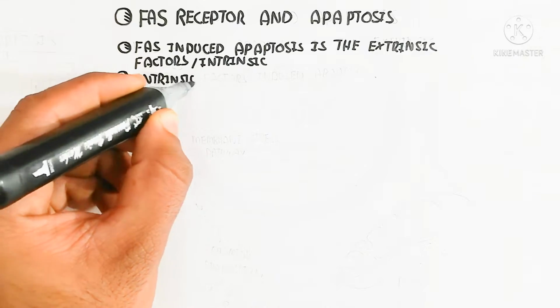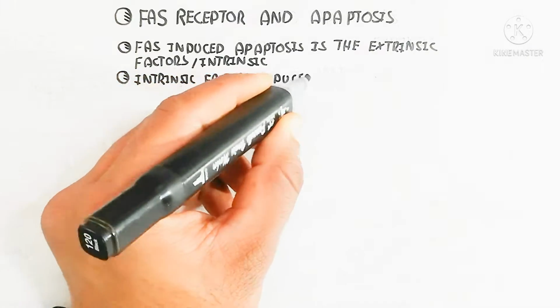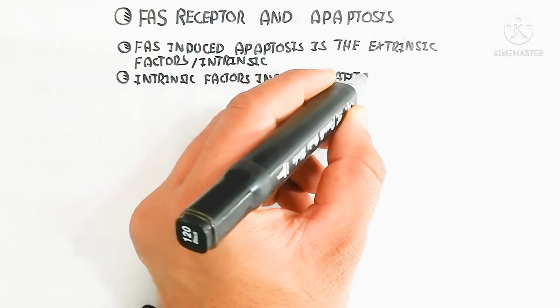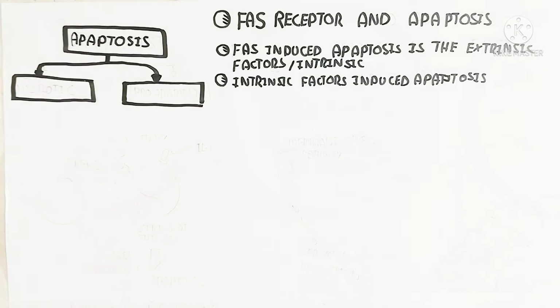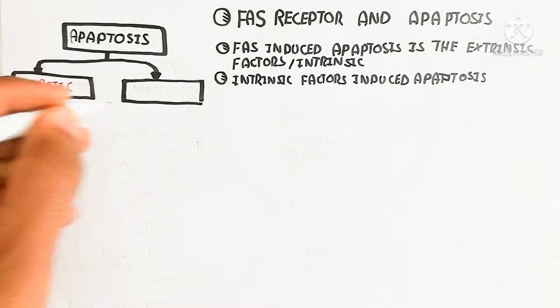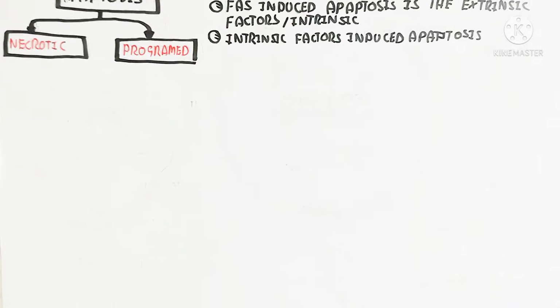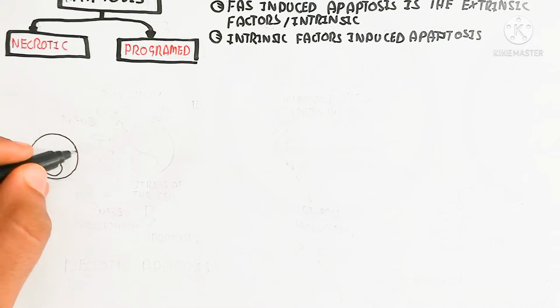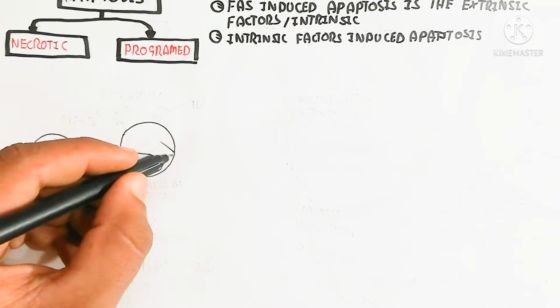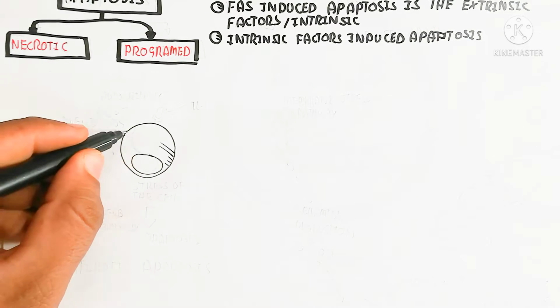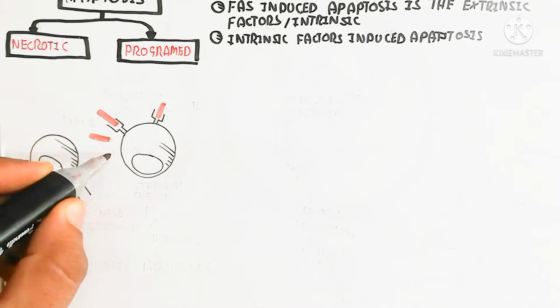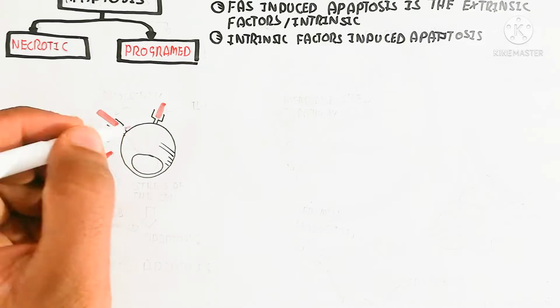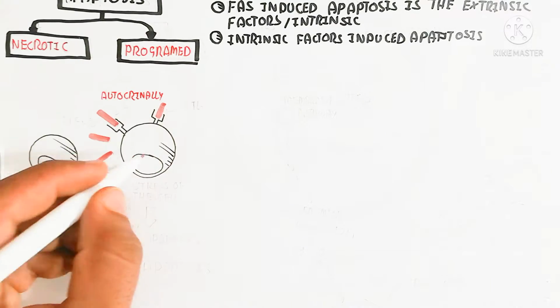The intrinsic factor is the other one, while the intrinsic factors induce apoptosis, and the extrinsic factor is also used for cell death. A cell can be damaged or injured, or undergo programmed cell death because it is old or damaged due to internal changes. Here are necrotic and programmed death. Necrotic is the injured cell, and programmed cell death is age-related, where the older cell will die, for example RBC.